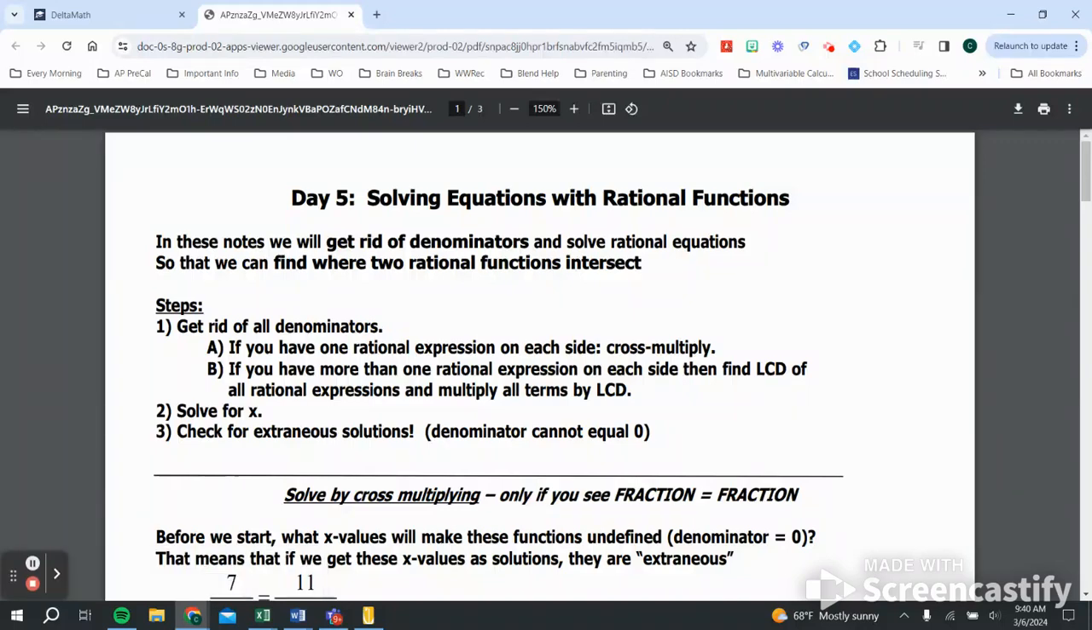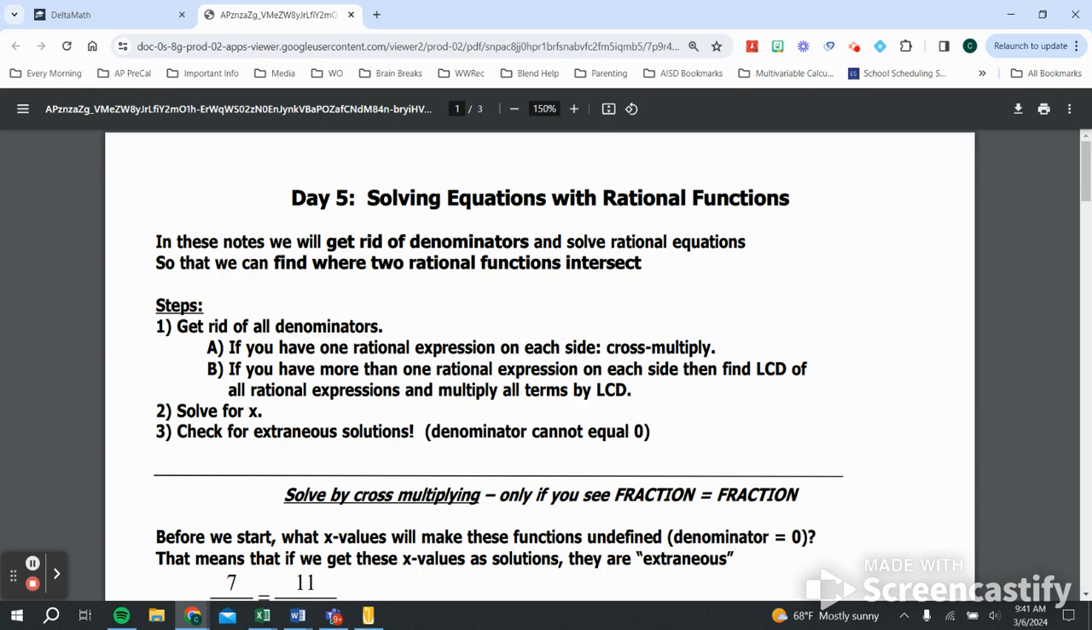All right, today we're going to be looking at solving equations with rational functions. In these notes, we're going to get rid of denominators and then solve rational equations. What we're looking for is where two rational functions intersect. So our steps for solving, number one, we have to get rid of all of the denominators.